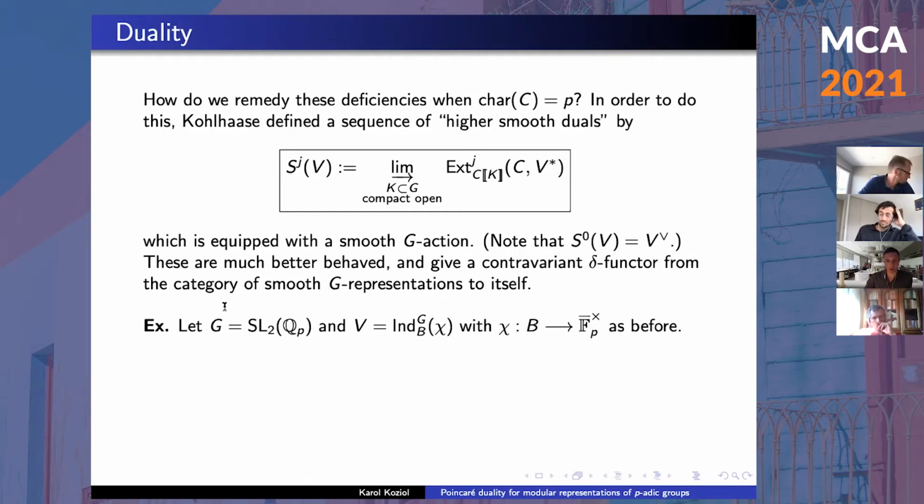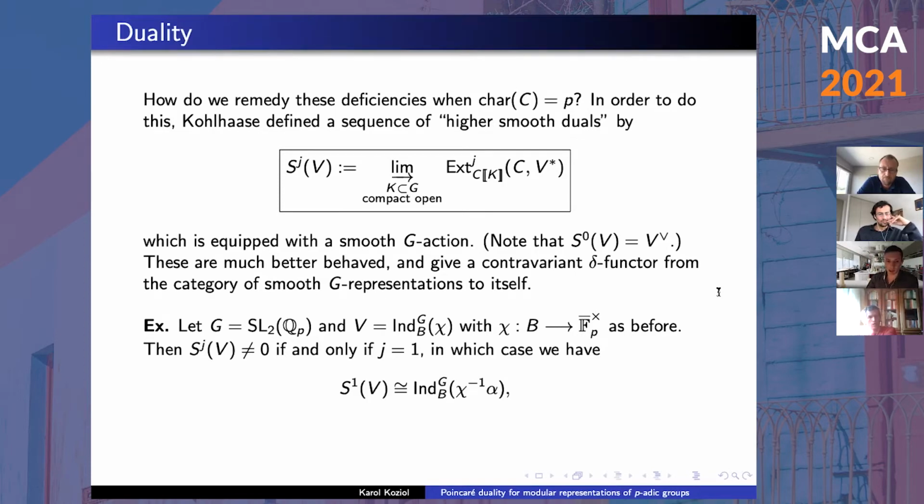So if I go back to my favorite example of SL2(Qp) and let V denote this induced representation as before, then these smooth duals are non-zero if and only if j equals 1, in which case the first smooth dual ends up being another induced representation, and it has this specific shape. I take the inverse of the character chi, and then I adjust by this positive root alpha.